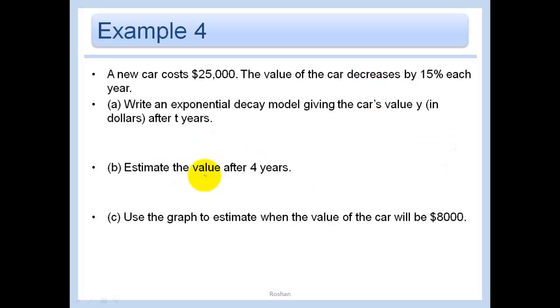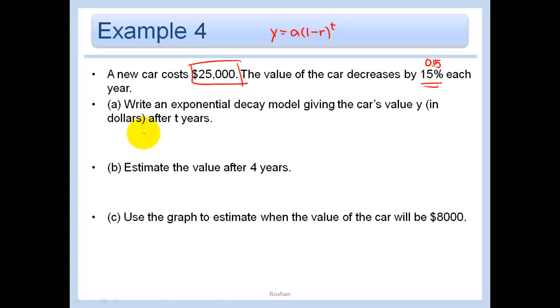One example before we close. A new car cost $25,000. The value of the car decreases by 15% each year. In other words, 0.15. Write an exponential decay model giving the car's value y in dollars after t years. Remember, we have y equals a, 1 minus r to the t power.